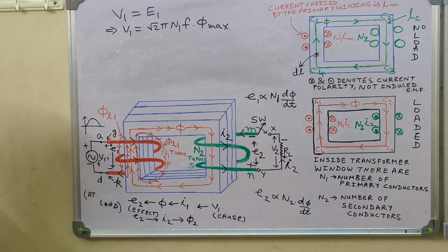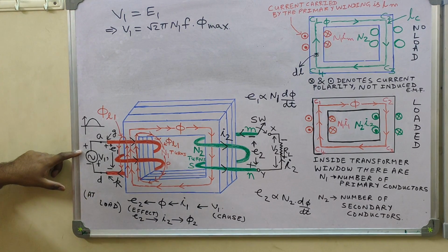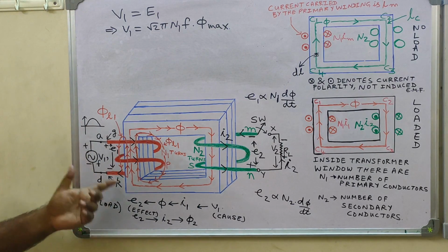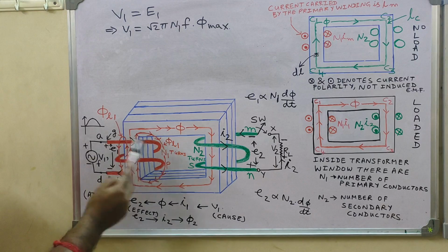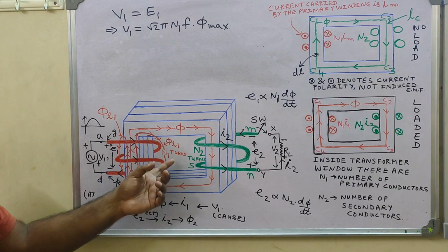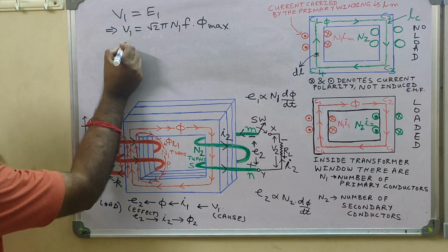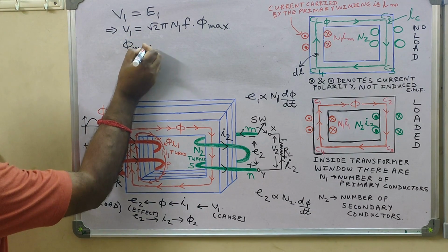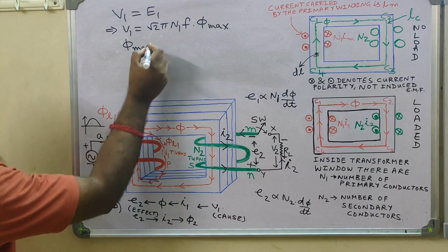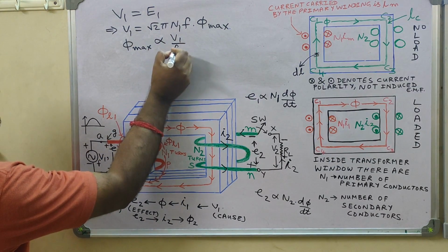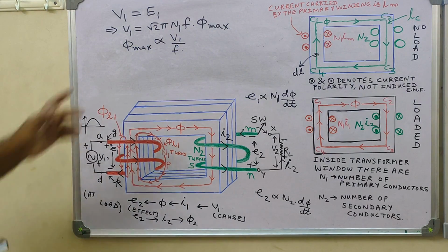Now if you do not change the RMS value of the applied voltage as well as the frequency of the applied voltage, and once you have placed the number of turns around the limb, then the number of turns N1 is not going to change. So you see that phi max, that is the maximum value of the flux in the transformer magnetic core, is proportional to the ratio V1 by f. So we are writing this from the above equation.